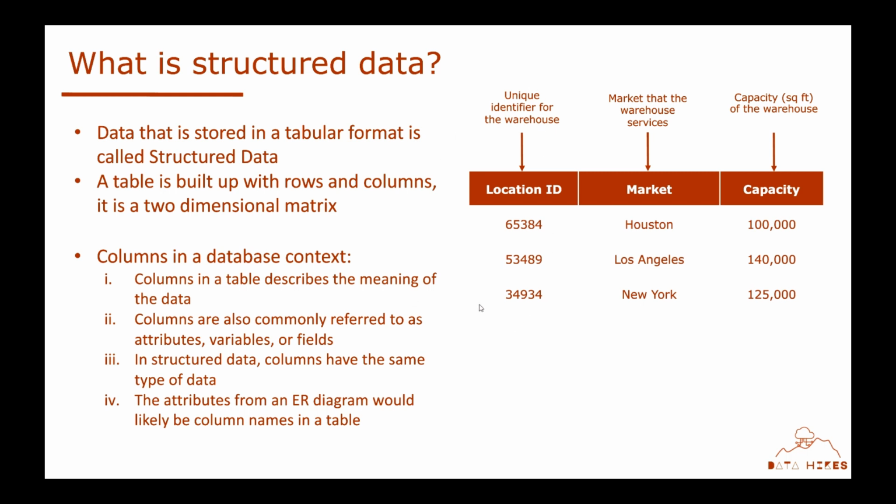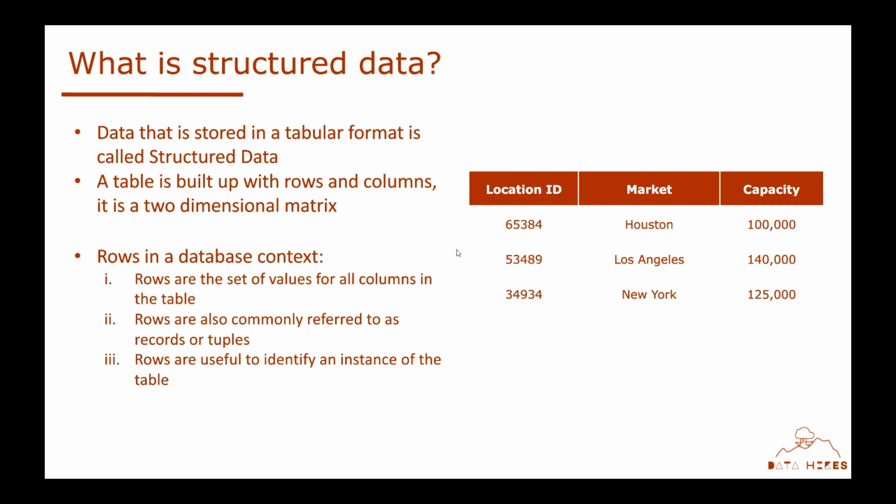For example, here, in this table, the column describes the meaning of the data. This tells us that the location ID is basically the unique identifier for a warehouse for this particular company. The market tells us the market, as defined by the company, that the warehouse services. The capacity is the capacity of the warehouse in square feet. So the columns tell us the meaning of the data that they will be holding. That is how columns work in a table.